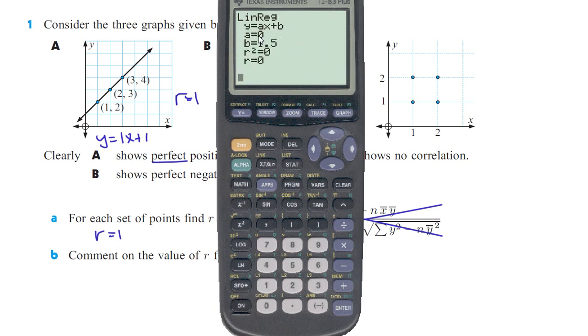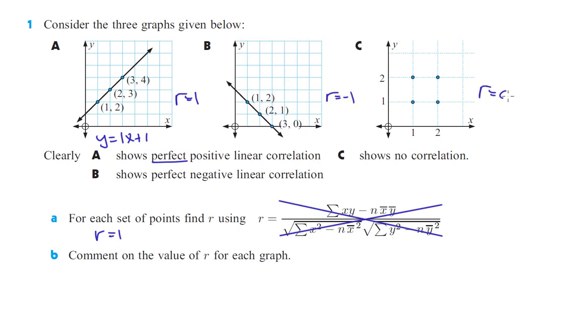Y equals ax plus b. A is 0. B is 1.5. So they're basically saying that they don't know what to do with it, so they're just going to make this straight line here. And the important part here is the R value is 0.